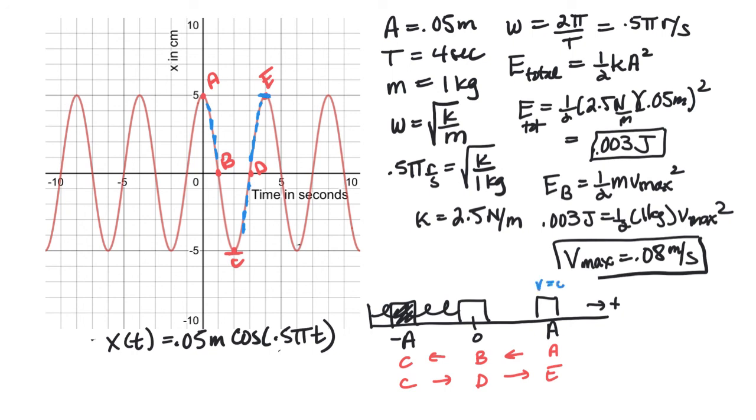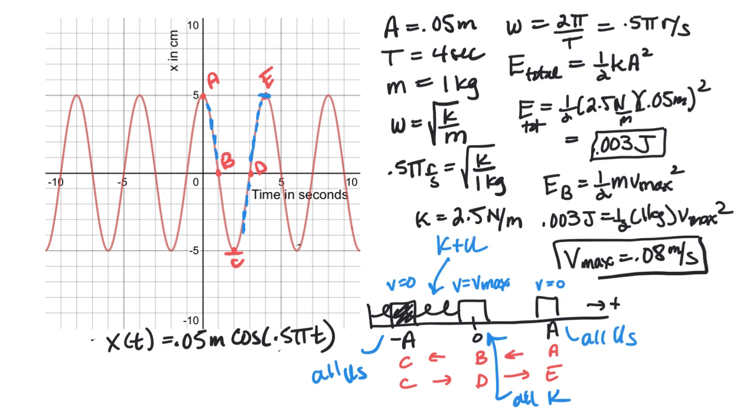So at these endpoints, v equals 0. At the midpoint, when it's passing through the unstretched position, v equals v max. Here, it's all spring potential energy. Here, it's all K. And somewhere in between, it's a combination of K plus U.